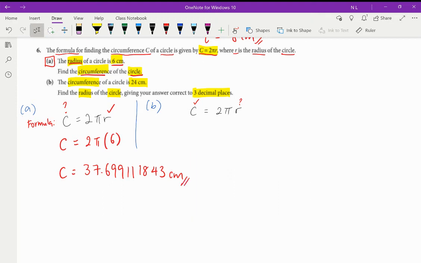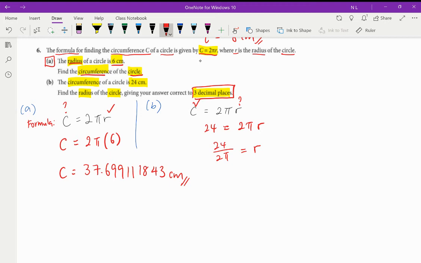So in part B, same formula also, but this time round, they give us the circumference of the circle, and they ask us to find the radius of the circle, and to round off my final answer to 3 decimal places. So in this case, I know that the circumference of the circle is 24 cm, equals 2 times pi times r. So to find out the radius, what do I need to do? 2 pi r means 2 times pi times r. So in order for me to find out the radius of a circle, all I need to do is just divide by 2 pi.